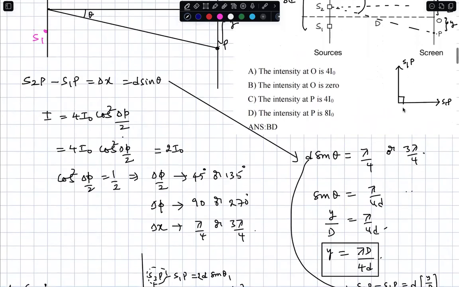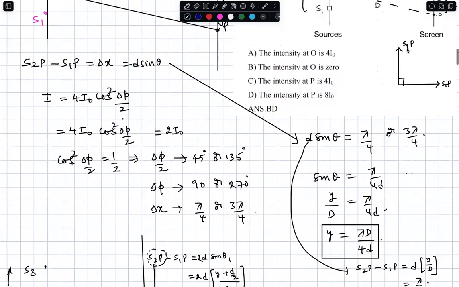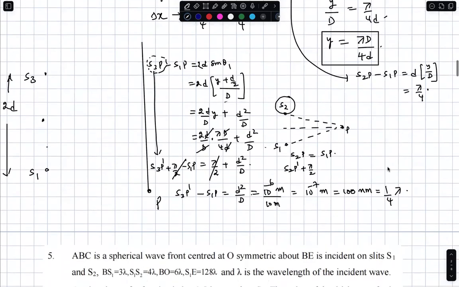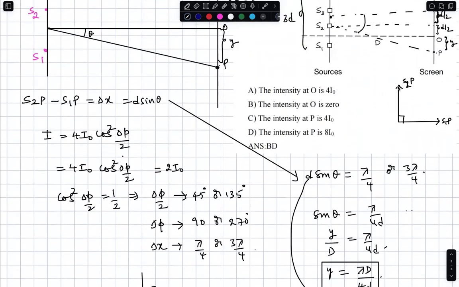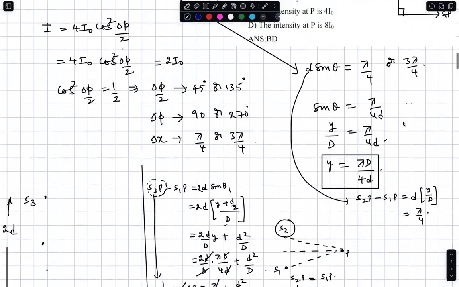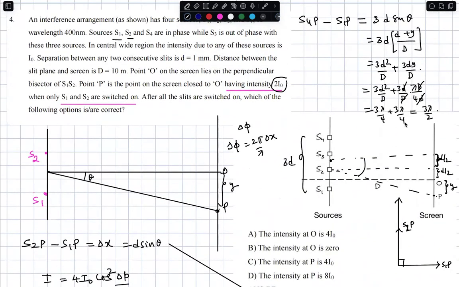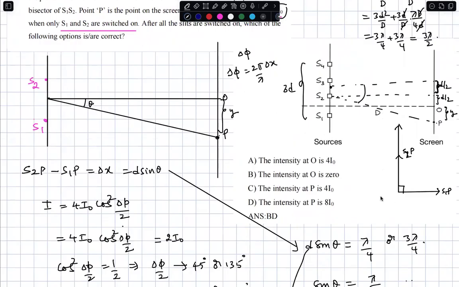90 degrees with respect to S2P, this one. With respect to S1P, S3P is lambda by 4, which means again the same. Suppose this is amplitude A, this is A, this is A. Next, last but not the least, somewhere we have done 3 lambda by 2. You know what is 3 lambda by 2? Lambda plus lambda by 2 means exactly opposite direction. You know, with respect to S1P, S3P, I repeat each and every case.